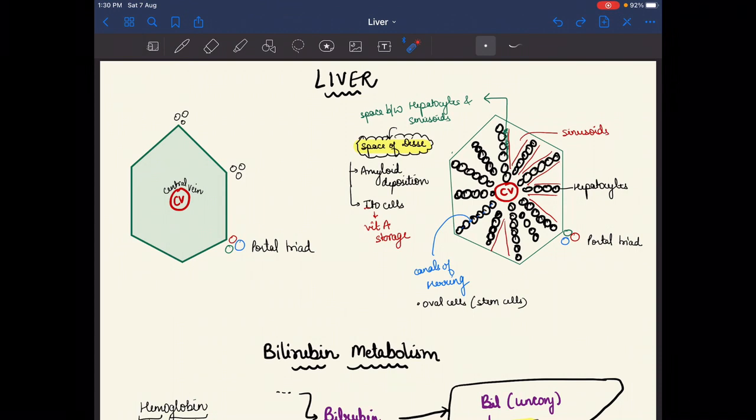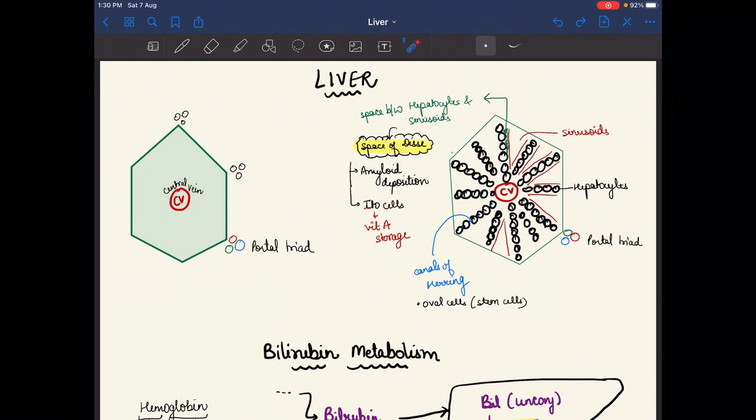The hepatic artery, veins and hepatic ducts are present in the portal triad. Now these are the hepatocytes, and in the center there is a sinusoid. The space between the hepatocytes and the sinusoids is known as the space of Disse. The space of Disse is where amyloid deposition occurs.